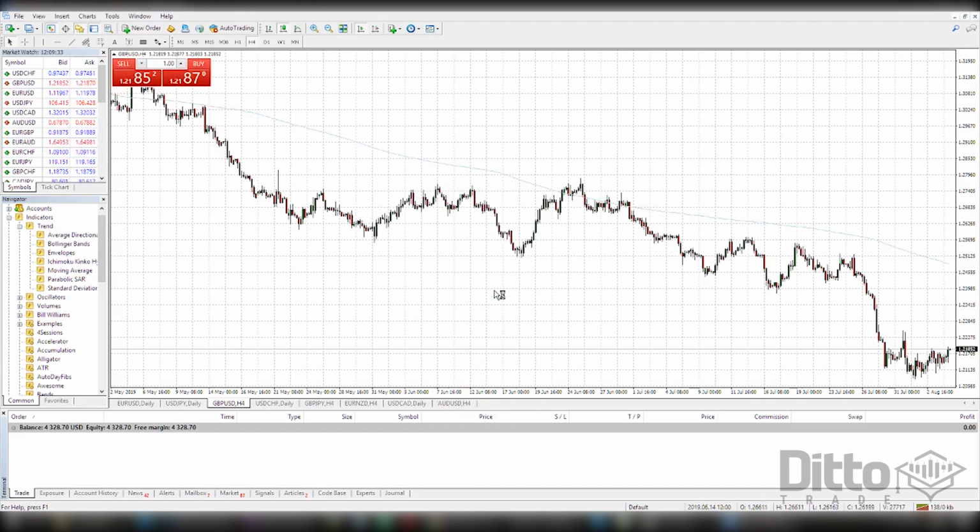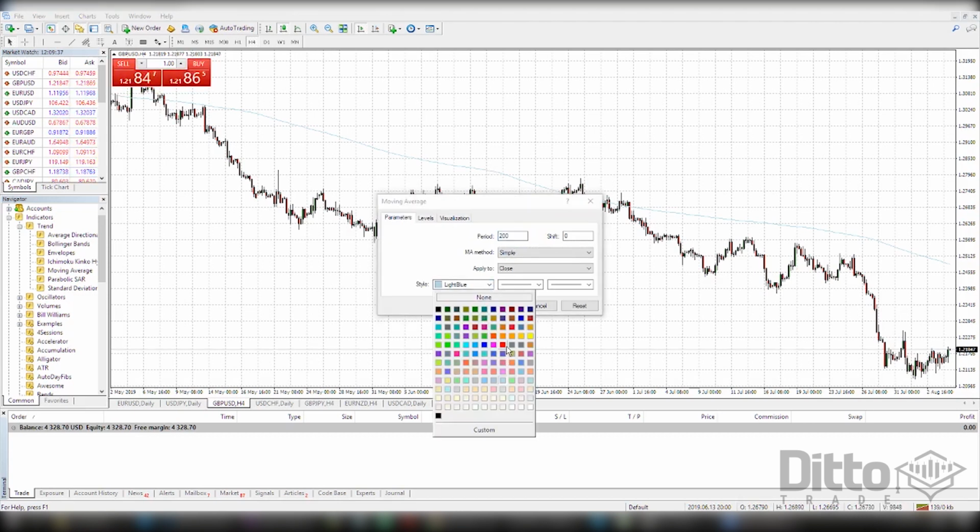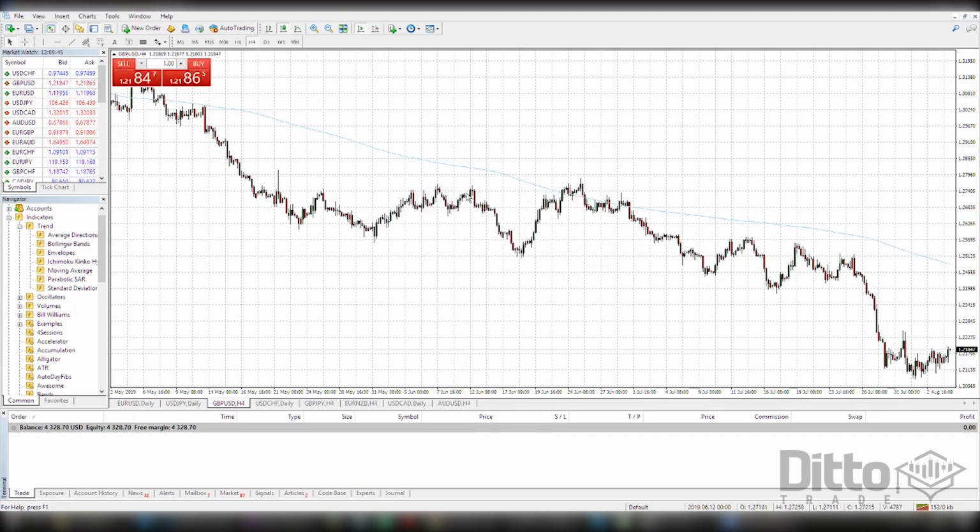If price is consistently trading above the 200-day moving average, this can be viewed as a bullish or upward trending market. On the opposite end of the scale, markets consistently trading below the 200-day moving average are seen to be in a downward or bearish trend. That's fairly simple, so let's move on.